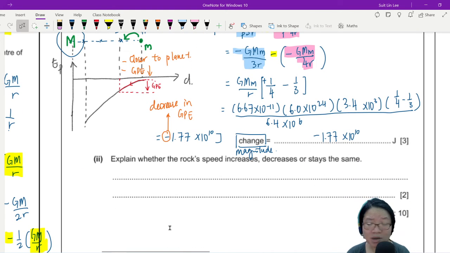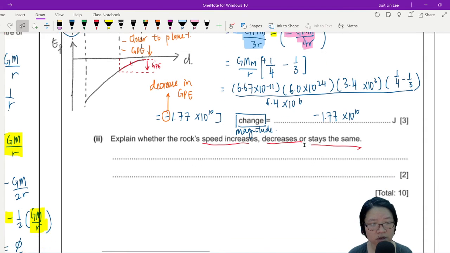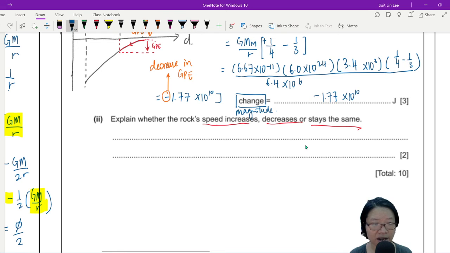All right, part 2. Explain whether the rock's speed increases, decreases, or stays the same. Okay, I guess in this question, you need to ask yourself, if I want to find the kinetic energy of the rock, what should I do? Well, GPE decreases, right?